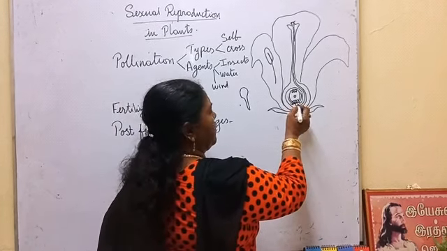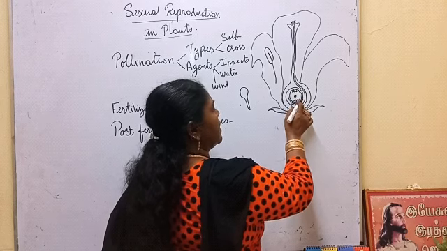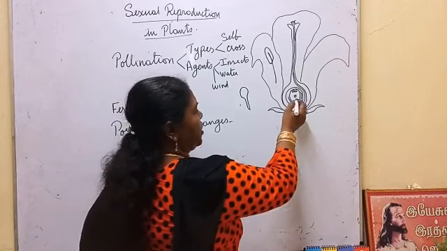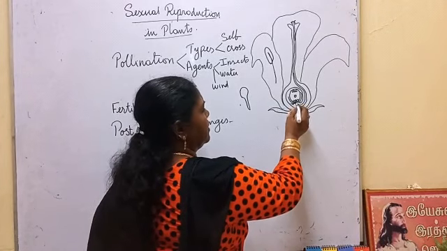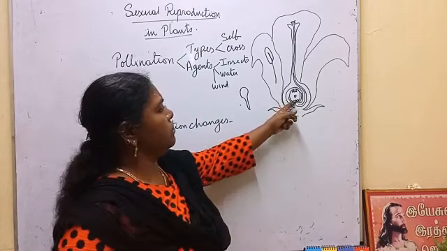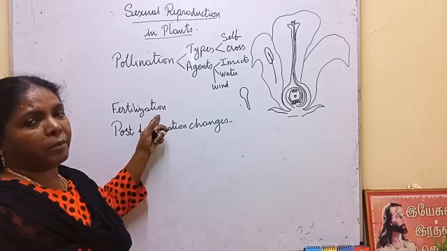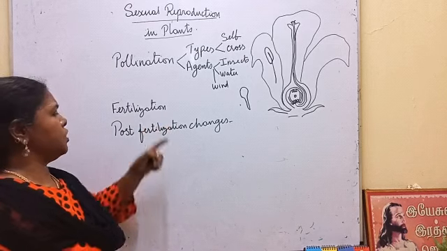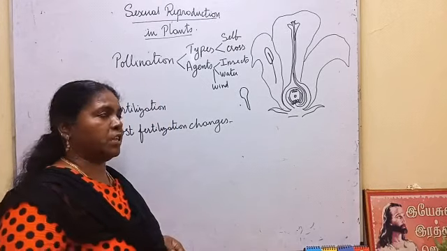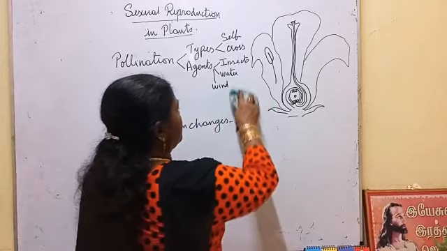When it reaches the ovule, the pollen tube breaks and the sperms are shed into the embryo sac. In the embryo sac, the egg nucleus is there. So the sperm fuses with the egg nucleus. That is called fertilization. Fusion of male and female gamete is called fertilization. Then after this fertilization, post-fertilization changes take place. So what happens after fertilization?